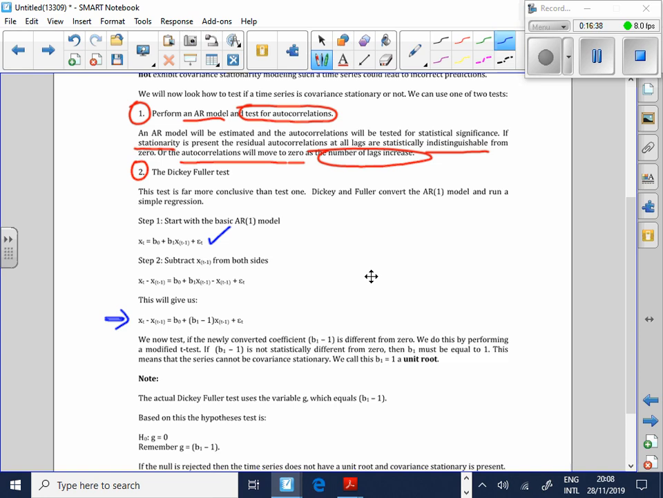Okay. That's all we're doing over here, and I've written it over here. Please don't spend a batch of time on this. Just get a general understanding of this. What do we do? We do this by performing a modified t-test.